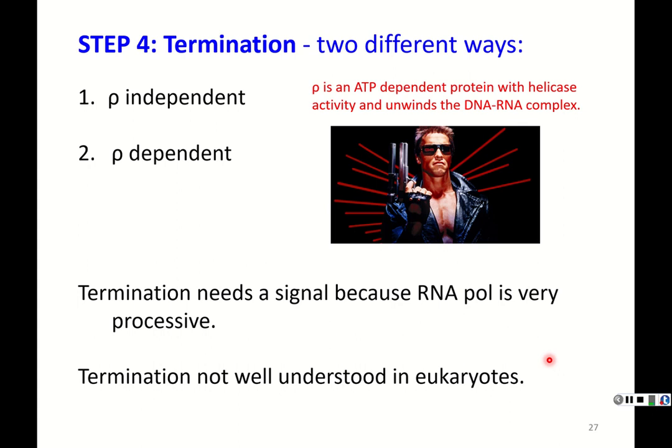The last step of transcription is termination. And there are two different ways this occurs. They're called rho independent and rho dependent. Rho is just a protein complex that acts sort of like a helicase to unwind the DNA-RNA complex, and it's ATP dependent. So depending on whether or not that's needed, there are two different ways termination can happen.